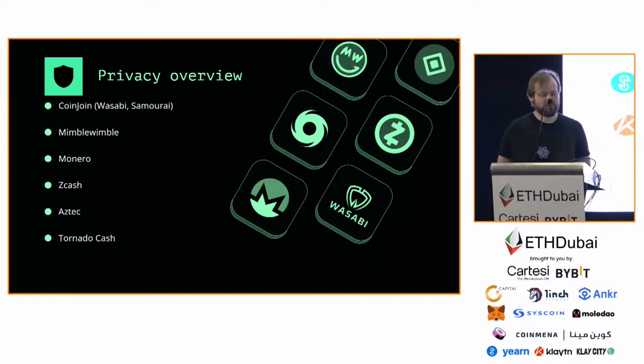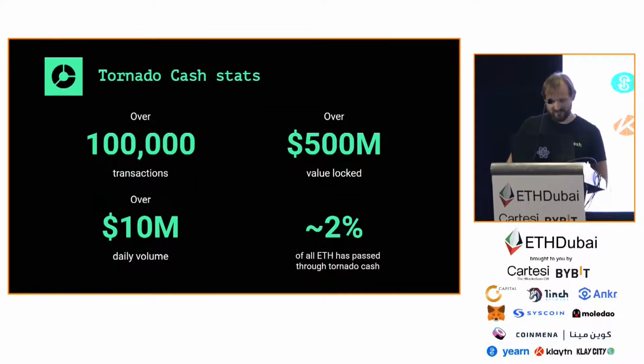And then there are 2 options on Ethereum, Aztec and Tornado Cash. Tornado Cash has more usage, but Aztec in the long term has pretty good technology. So it can take some time to implement it, but it's pretty good.